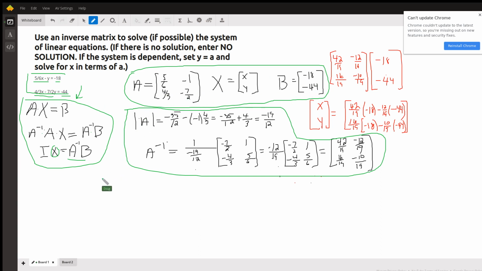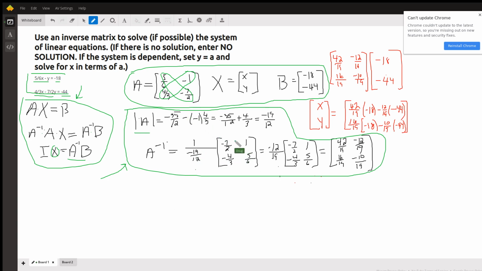So this block right here shows us how to calculate the inverse of matrix A. First thing we need is the determinant of A, which is multiply this way for a 2 by 2, and then minus multiply this way. So if we do that and simplify, we get negative 19/12. Now to find the inverse of a 2 by 2 matrix, you take the reciprocal of the determinant. So that's 1 over negative 19/12, which will eventually become negative 12/19.